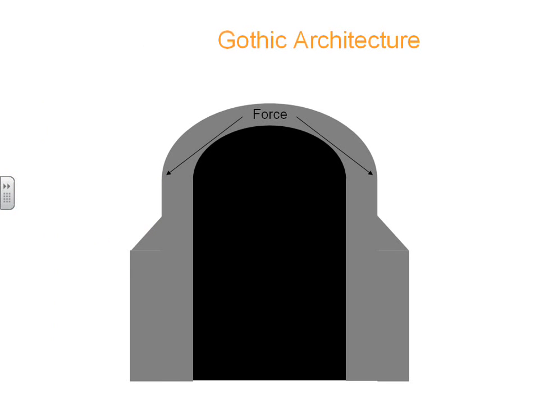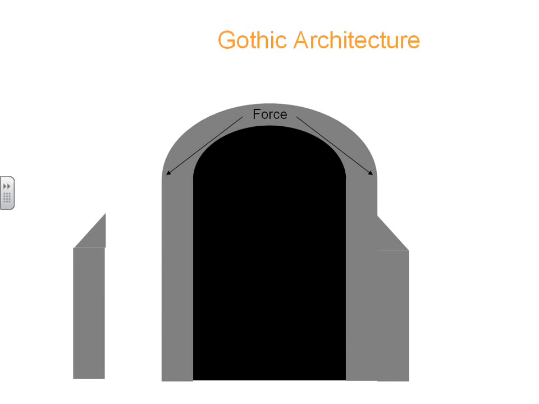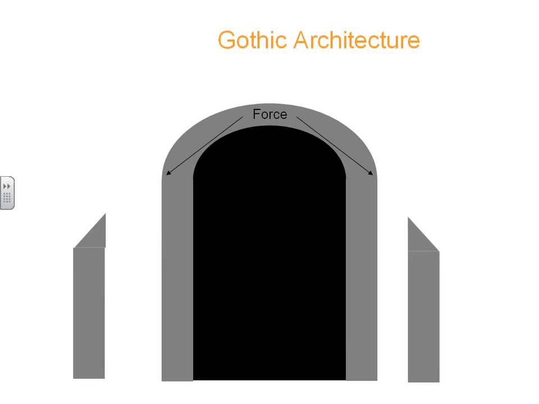Okay, let's get rid of our sun here. Now let's go to Gothic architecture. How is Gothic architecture different? Well, we still have our buttresses there, but what we're going to do is we're actually going to move those out.